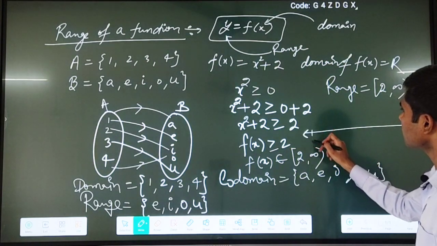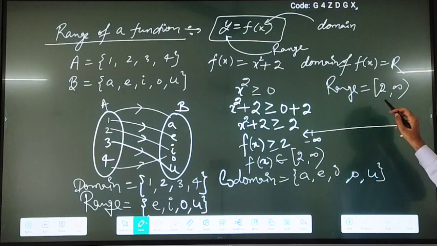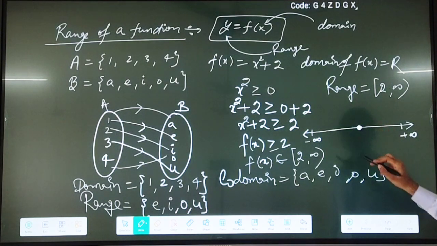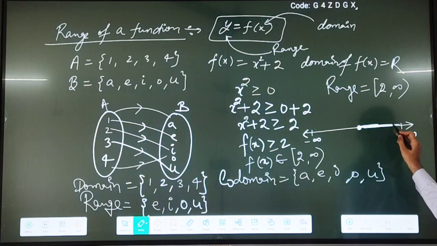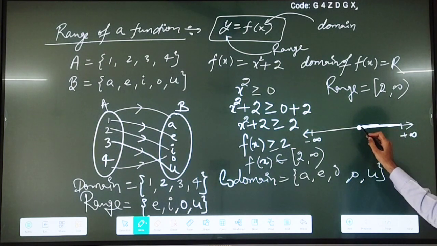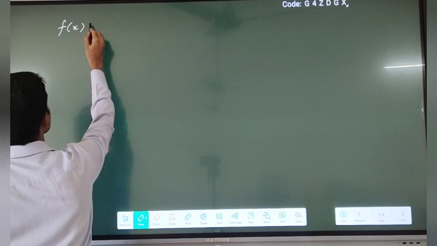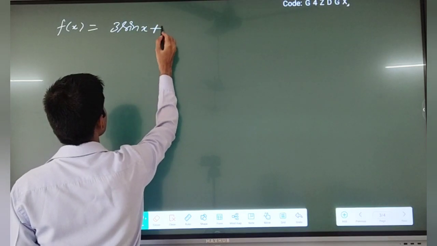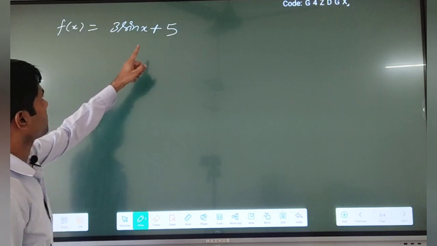We know on the left side we have minus infinity, on the right side plus infinity. Suppose here we have 2. So 2 we are including, so here a dark circle, and up to plus infinity. So this one number line is our range. Suppose here we have f(x) = 3 sin x + 5. It is the question, f(x) = 3 sin x + 5.